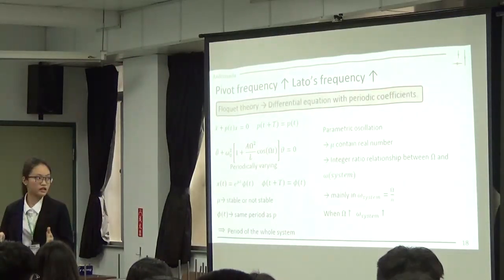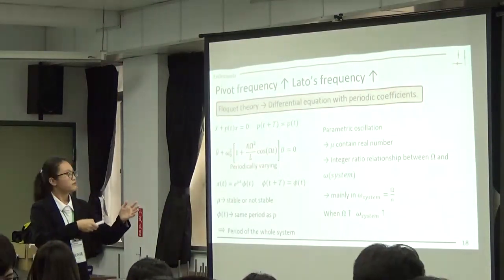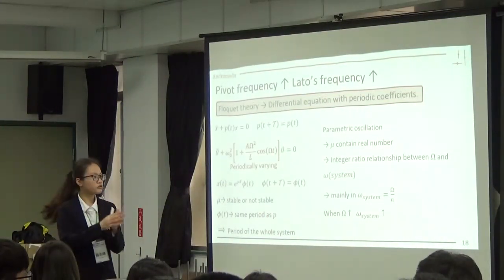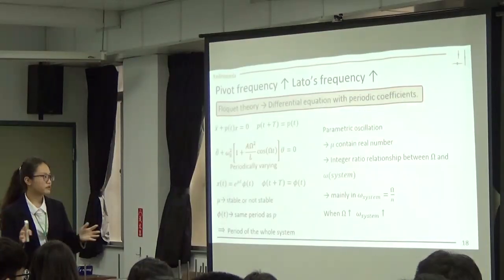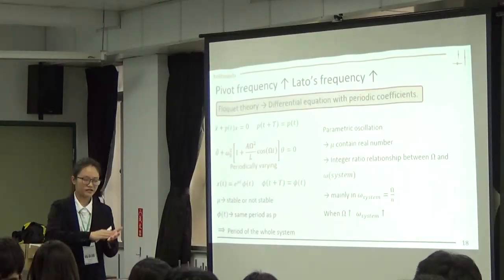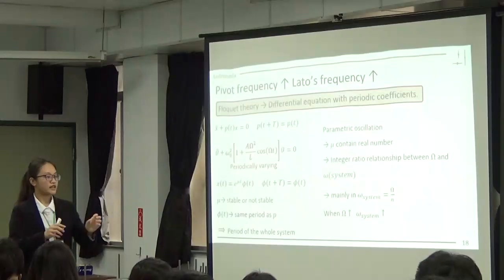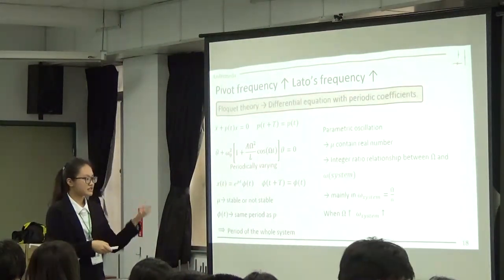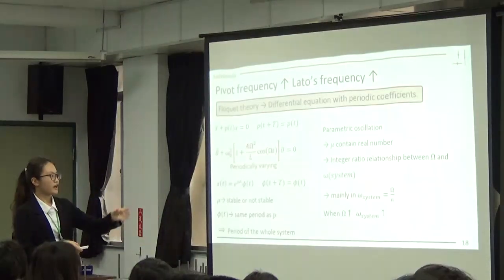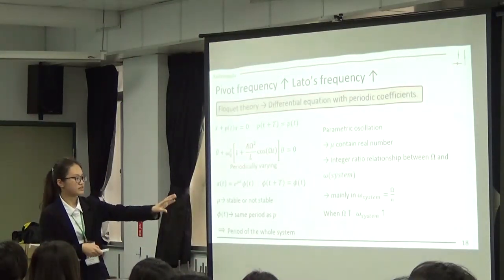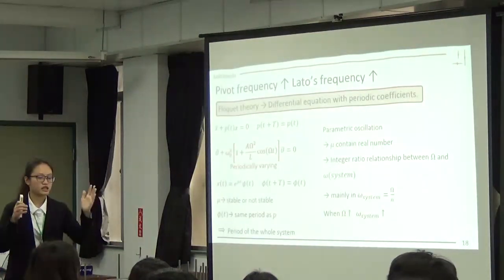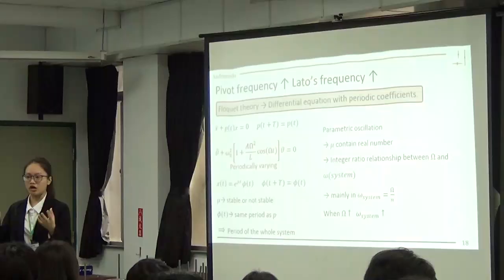So when we use the parametric oscillation, the mu in the formula will contain a real number. When mu contains a real number, there is going to be an integral ratio relationship between the pivot frequency and the system's frequency. So you can represent it like this: the system's frequency will have an integral ratio with the pivot frequency. So we know that when the pivot frequency increases, the system's frequency will also increase.